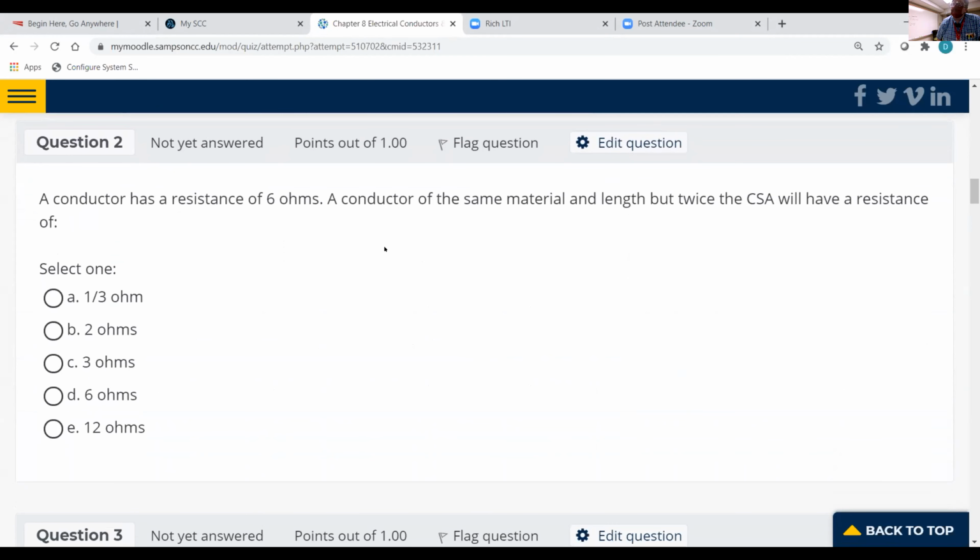A conductor has a resistance of 6 ohms. A conductor of the same material and length, but twice the CSA, will have a resistance of what? Now we're not talking about the length doubling, but the length being the same, and you actually doubling the CSA, doubling the cross-sectional area. So we've got to put some real numbers into this.